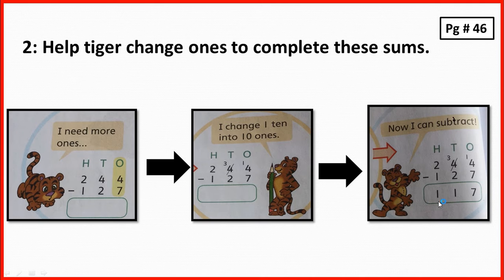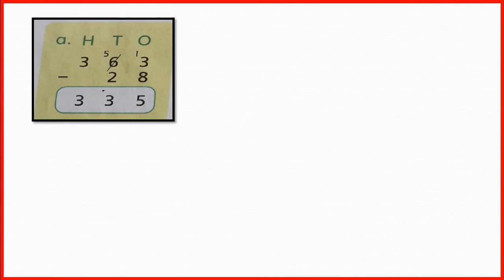Now let's do part A of question number 2. This has been done for you. Start with ones. Can you subtract 8 from 3? No, we need more ones. So we have to take 10 from the tens column and change it into 10 ones. Now there are 13 ones and 5 tens are left.